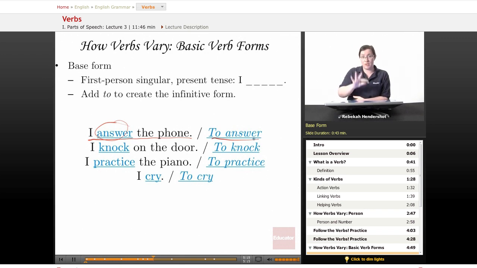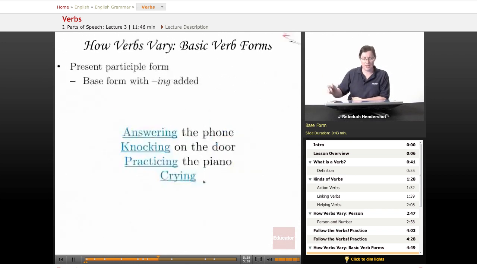Now, the infinitive, which is the to form, that's basically what we use to describe the abstract concept of a verb, the Platonic ideal. All you really need to know, though, is if you're going to form the infinitive, take the base form and stick to on the front. I knock on the door, infinitive to knock. And I practice the piano, infinitive to practice. I cry, infinitive to cry. Pretty simple, right?